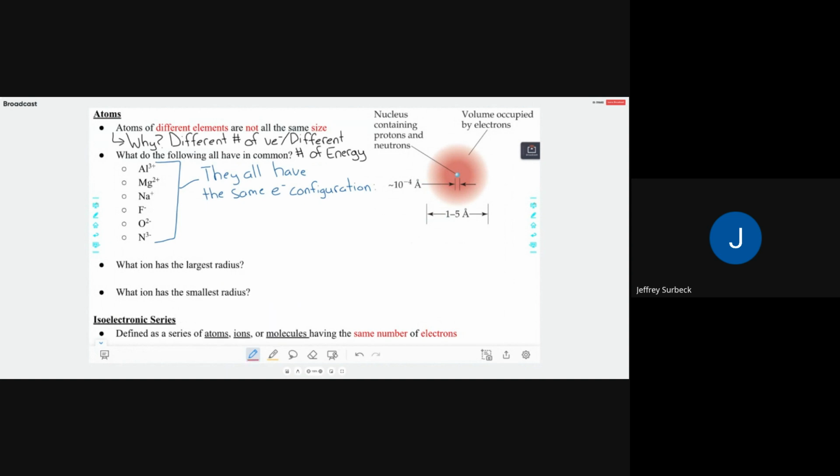That electron configuration is 1s2, 2s2, and 2p6. All 6 of these atoms are going to have the same electron configuration. Now we ask ourselves, okay, well, of these, what is going to have the largest radius? Well, nitrogen, the nitrogen ion, nitride, with a 3- charge, has the largest radius because the most electrons have been added to that particular atom.